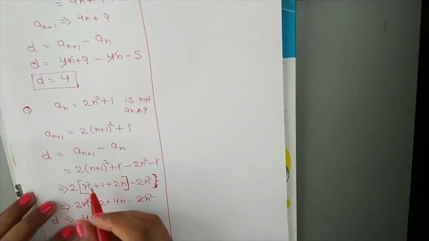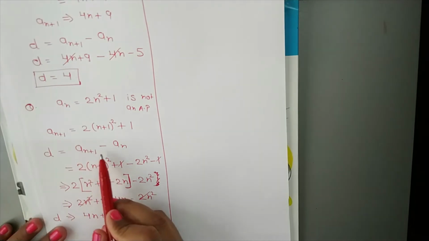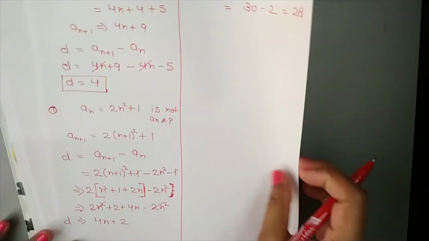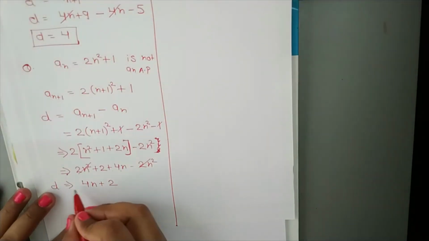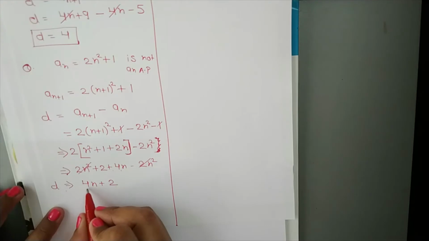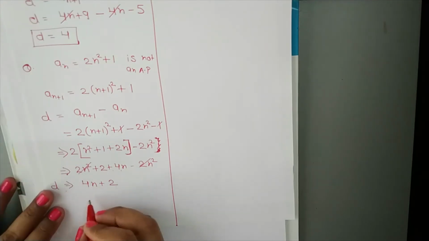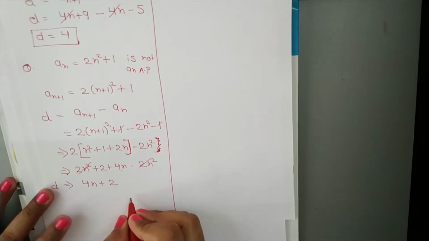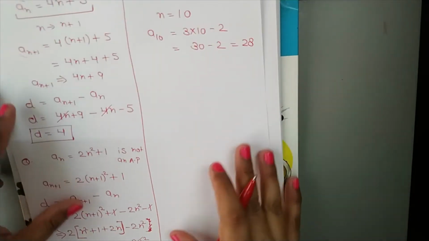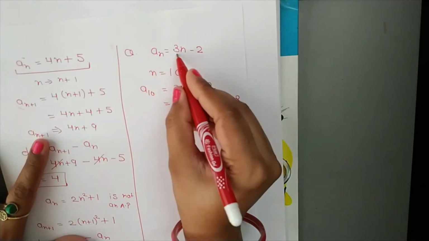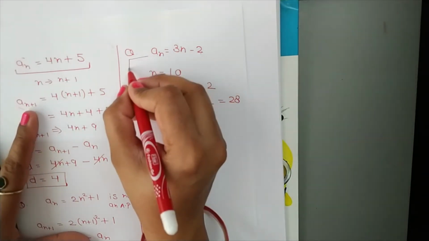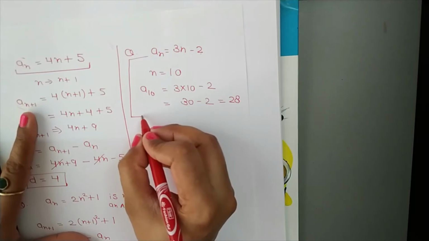So we have to put in the values of an plus 1 minus an, then solve it. So D is 4n plus 2. You can see that this common difference depends on n, so we can say that this sequence is not an AP. Okay, move on to another example. An is given as 3n minus 2. First we have to find whether it is an AP or not.